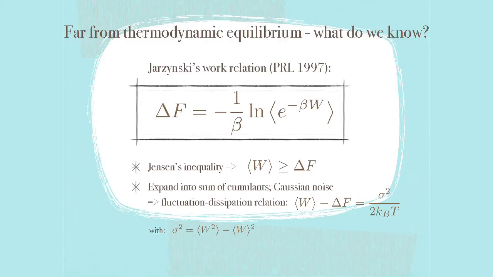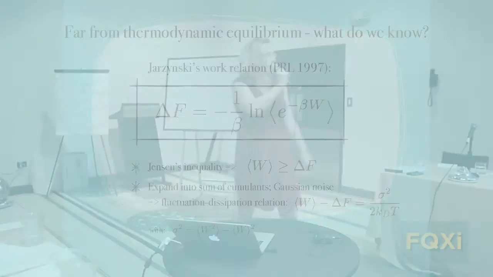So the equilibrium free energy here can be expressed as something that depends on the path, and this is the ensemble average. This is very nice, and you see immediately that using Jensen's inequality, you can get the previous statement out of this equality. But furthermore, if you assume that there's Gaussian noise and you expand this right-hand side into the sum of cumulants, you can also get a fluctuation-dissipation relation out of this equality. So it's very nifty from a theoretical point of view, and I just wanted to show it to you because I like it. I'm not actually going to use it.